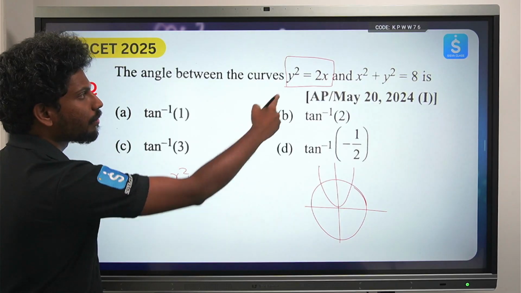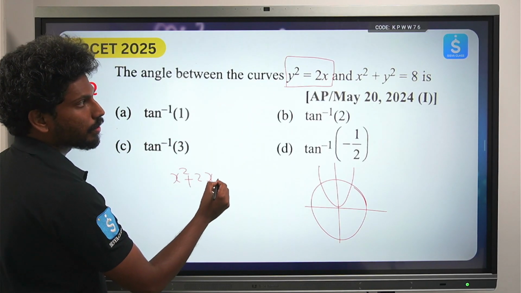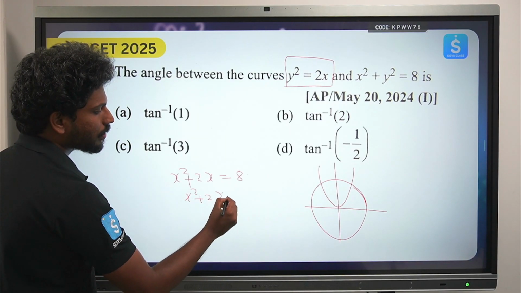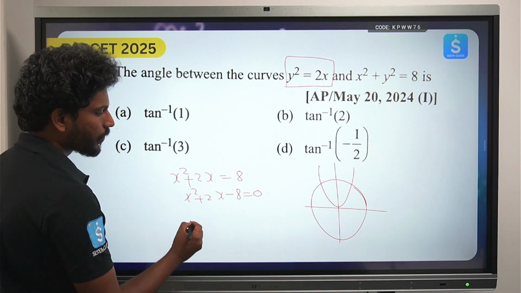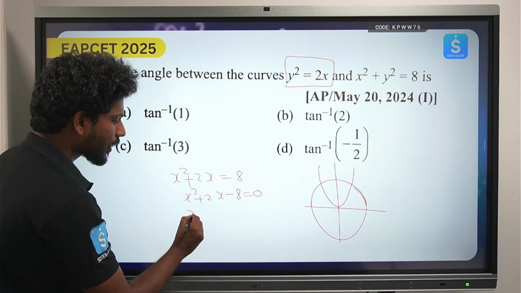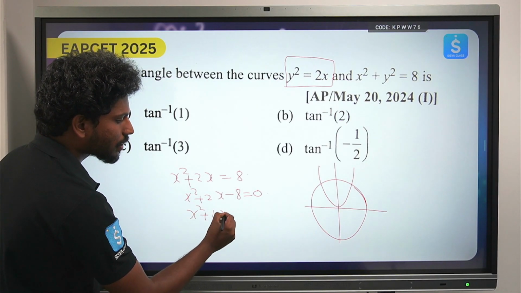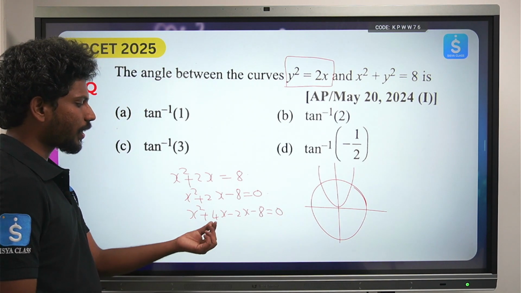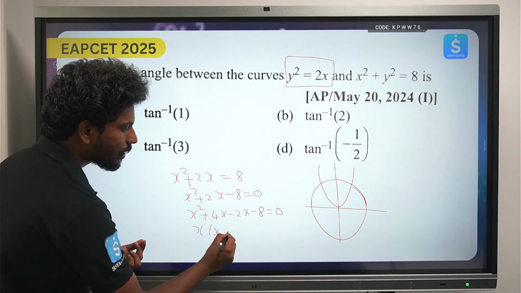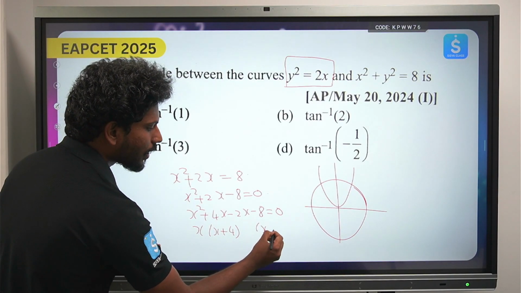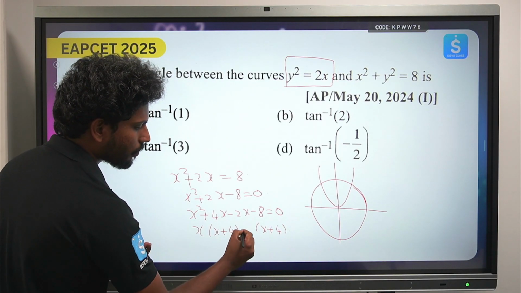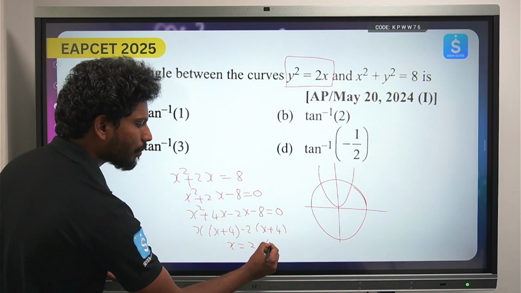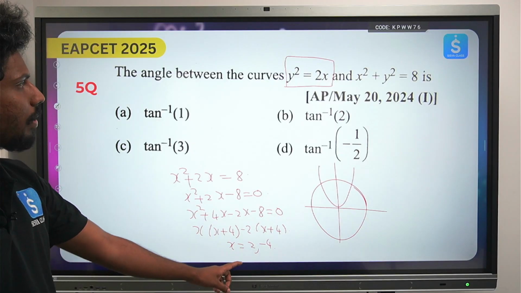So substituting the y square value, x square plus 2x equals 8. So x square plus 2x minus 8 equals 0. How can I write the minus 8? x square plus 4x minus 2x minus 8 equals 0. So I can split this: x into x plus 4 minus 2 times x plus 4. So I have x equals 2 comma minus 4.